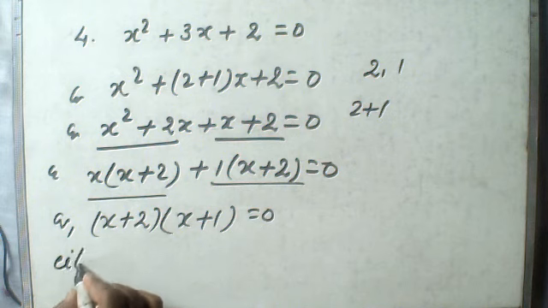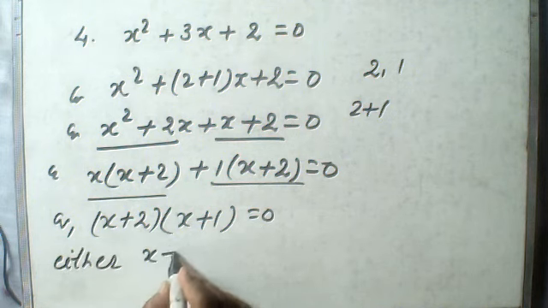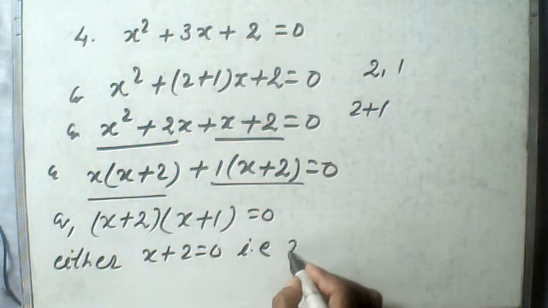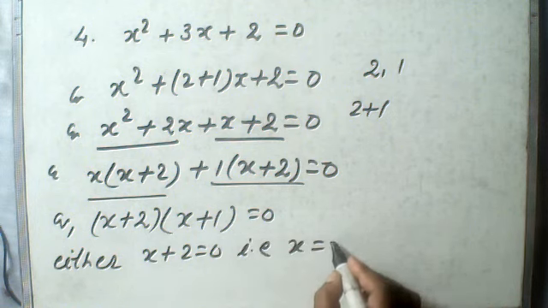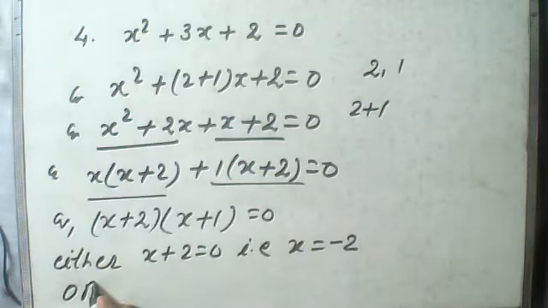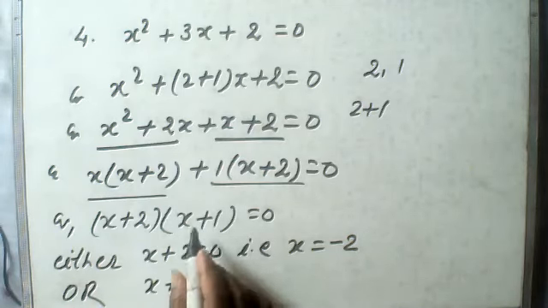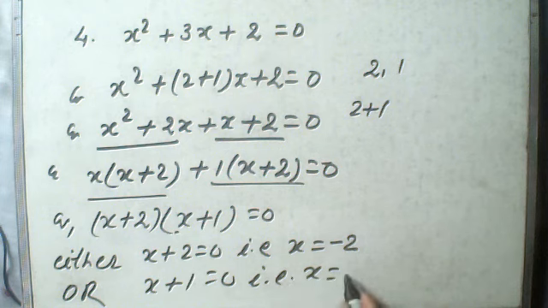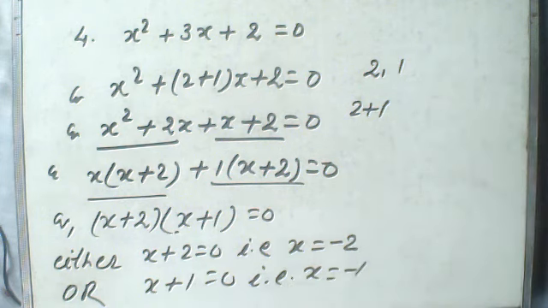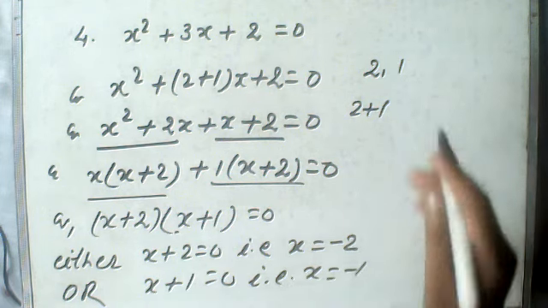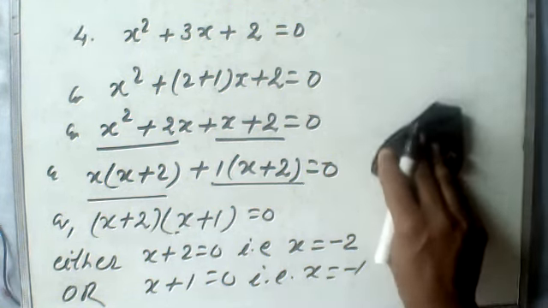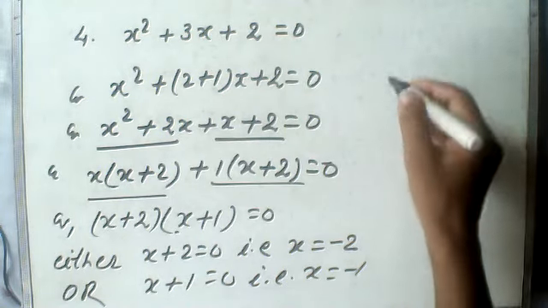Either x plus 2 is equal to 0, that is x is equal to minus 2, since 2 goes to that side it will be minus 2. Or we can take the other factor as 0: x plus 1 is 0, therefore x is equal to minus 1. So these two are the solutions. We need to check now which one will satisfy the equation, whether minus 2 or minus 1 are the solutions or not.